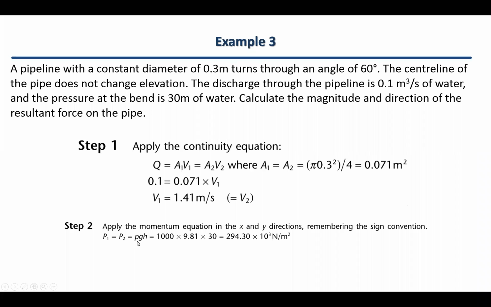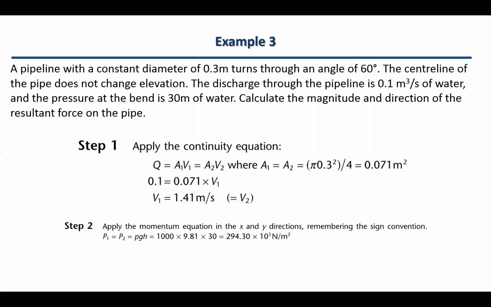We know the formula for the pressure, rho g h. Rho for water is 1,000, and g is the gravity acceleration 9.81, times 30 meters. The pressure for both P1 and P2 is 294.3 thousand newtons per square meter.